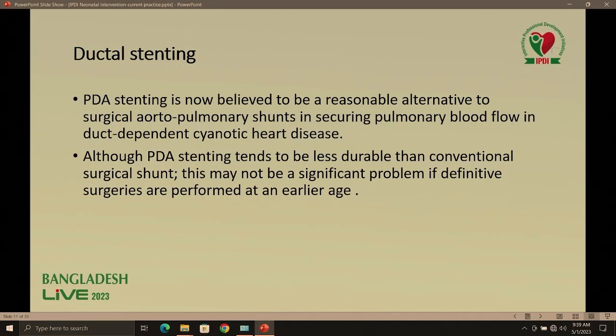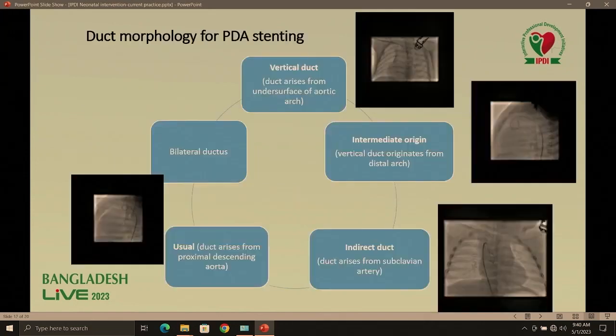PDA stenting is now believed to be a reasonable alternative to surgical aortopulmonary shunt in securing pulmonary blood flow in duct-dependent cyanotic heart disease. Although PDA stenting tends to be less durable than conventional surgical shunt, this may not be a significant problem if definitive surgeries are performed at an earlier age.